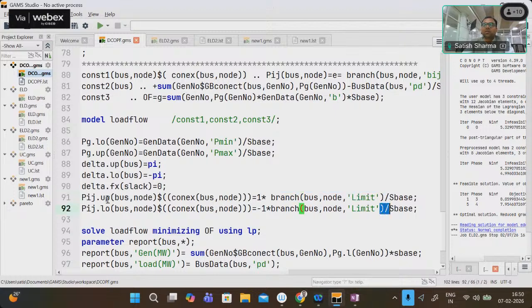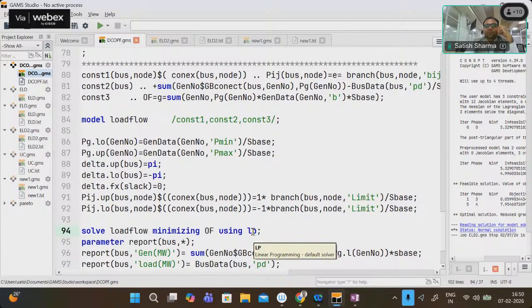Similarly, the lower limit can also be provided, but with a minus sign, because we use the maximum limit as pf max and the minimum limit as minus pf max, so we use the same limit with a positive and negative sign. Then we solve the load flow model, minimizing the objective function, which is our cost. So basically, we are minimizing the cost using linear programming.